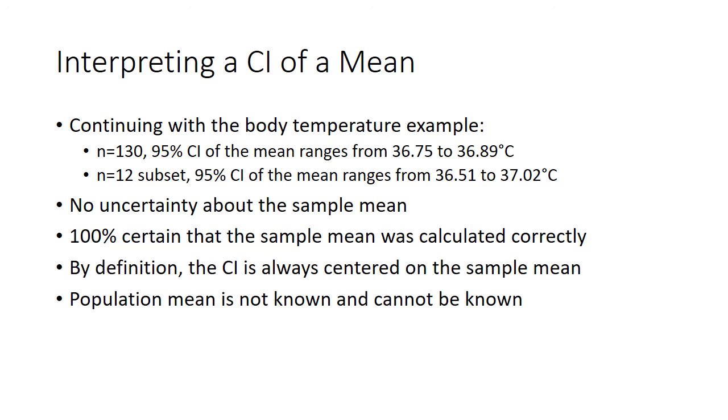Now, you can also calculate that for the subset of 12 patients. You'll notice that the 95% confidence interval is wider, because with fewer people you can't be quite as sure that they are representative of the entire population. So I'm 95% sure that the actual true population value falls somewhere between 36.51 and 37.02. As you notice, this range is wider than it was with the larger sample size. That's an important point we're going to come back to in just a second.